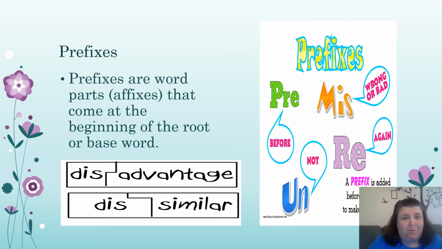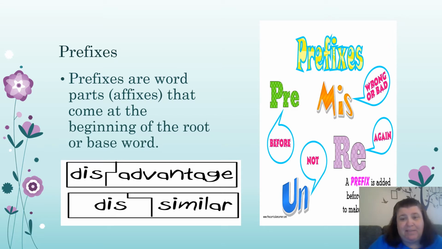So prefixes are word parts, or affixes, that come at the beginning of a word or root word or base word. Over here we have the word advantage, and then they have the prefix dis, so we have disadvantage. Or similar, and they have the prefix dis, so it becomes dissimilar.